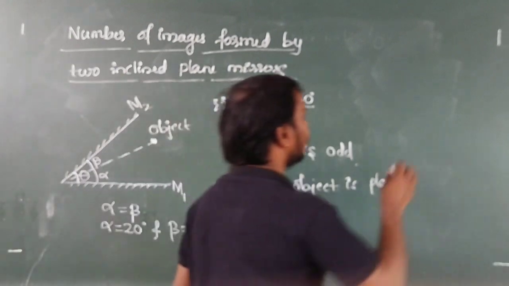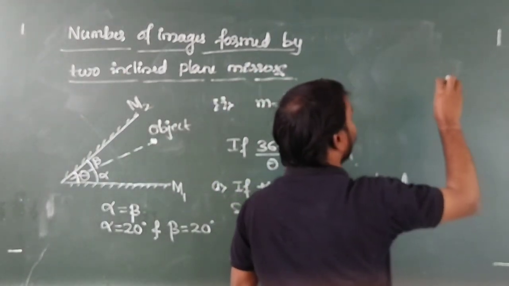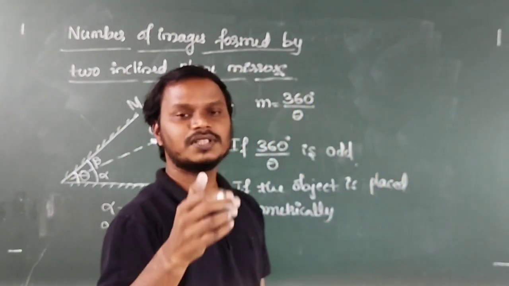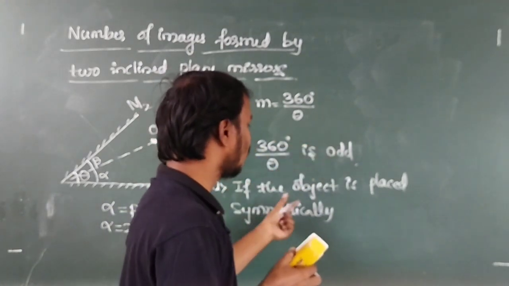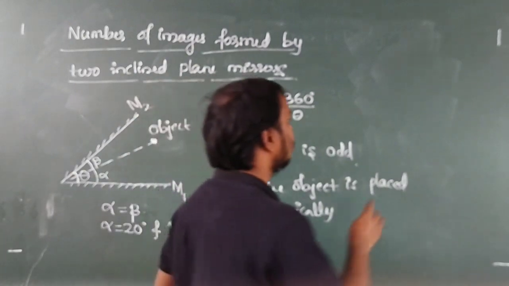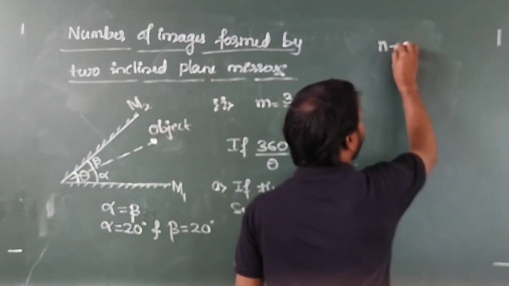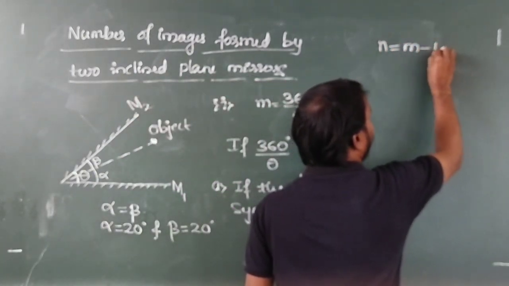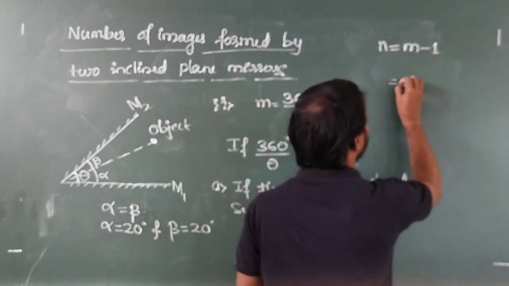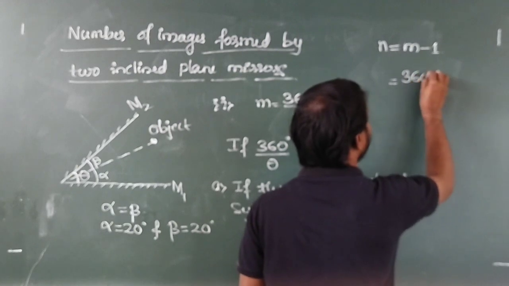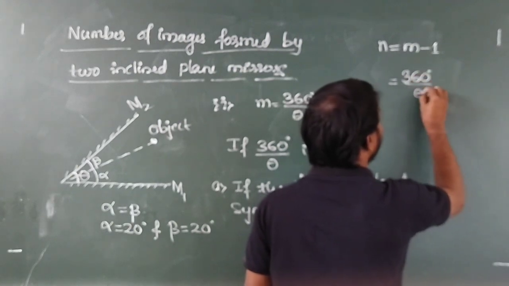Then what is the formula used to find the number of images formed by two inclined plane mirrors if 360 degree by theta is odd number and the object is placed symmetrically? That formula is n is equal to m minus 1. So let us take m is nothing but 360 degree divided by theta, minus 1.